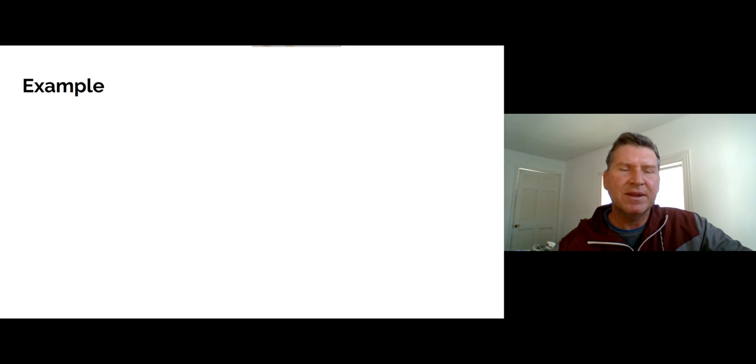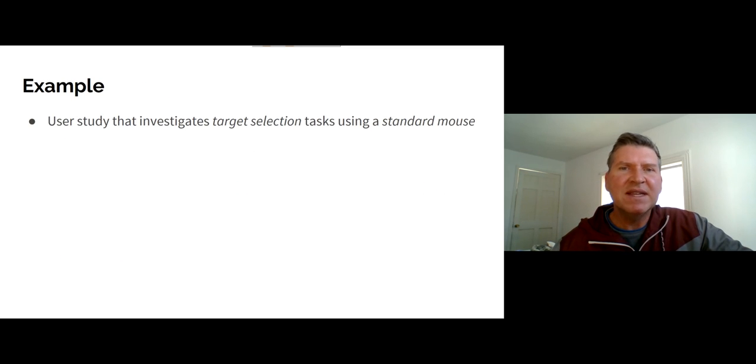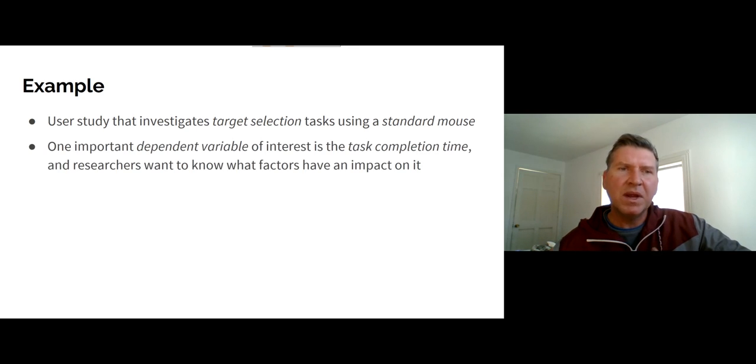Let's go through an example here. We have a user study that investigates target selection tasks using a standard mouse. So we have some targets on the screen, and we have a mouse, and we're trying to move the location of the mouse towards that target. So one important dependent variable would be the task completion time. And we want to know what affects that task completion time. What makes people perform that task better?